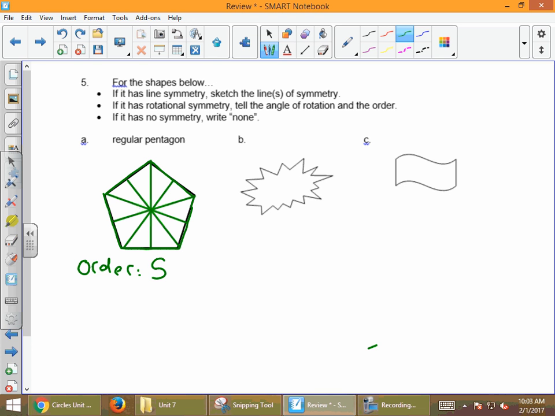Now what about the angle of rotation? We said we can rotate it. How much? How do I figure out the angle of rotation? 360 divided by the order. Why 360? Because we're going a full circle, and I'm going to divide by the number of rotations that I can do, and that's 5. So each time I move that little pentagon around, how much did it move each time? 72 degrees. There's 72 degrees.